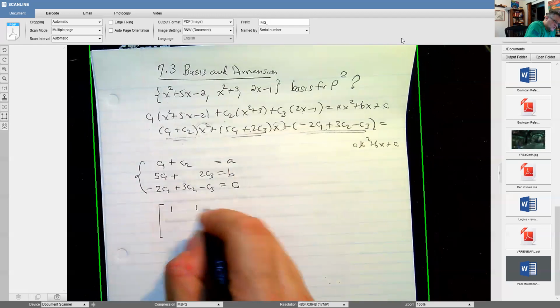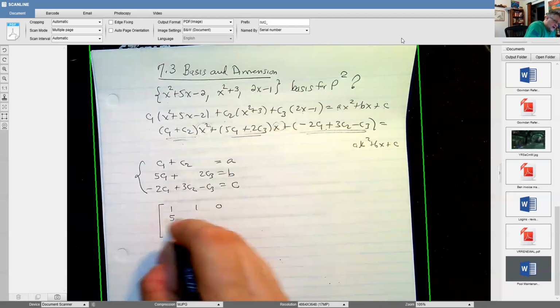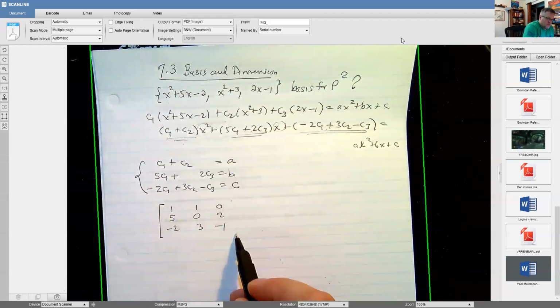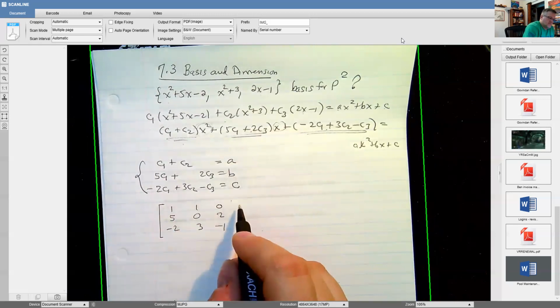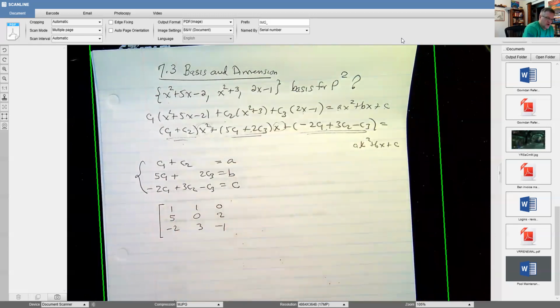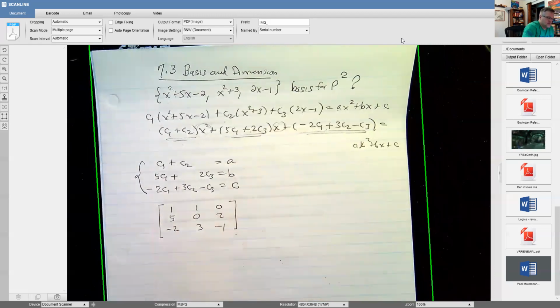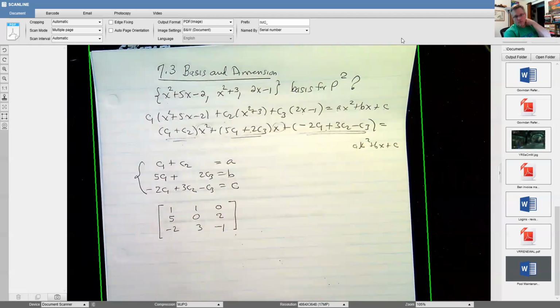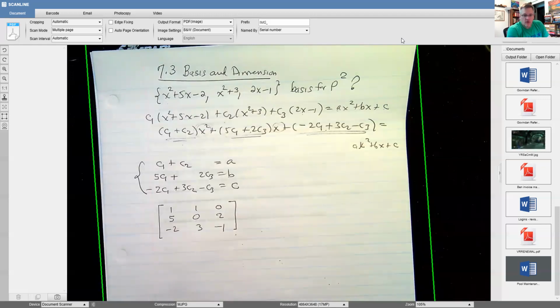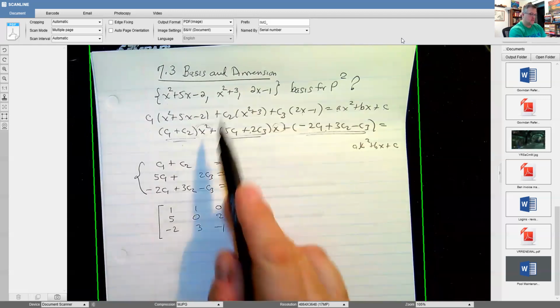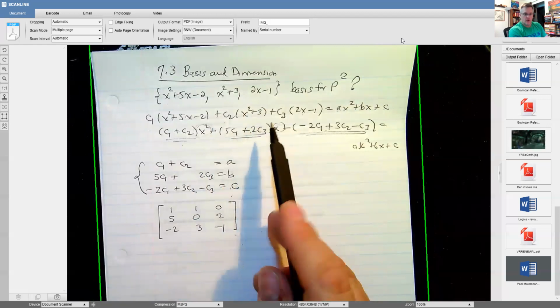let's write this as 1, 1, 0, 5, 0, 2, minus 2, 3, minus 1. And remember here, technically we want to put the augmented column a, b, c, but we're asking if it's a basis for P2, which means it would have to span P2, right? So all I really have to do is put this into echelon form and see if there's a 0 row. If there is no 0 row, then that means that this system would always have a solution, and hence these functions would span P2. All right.